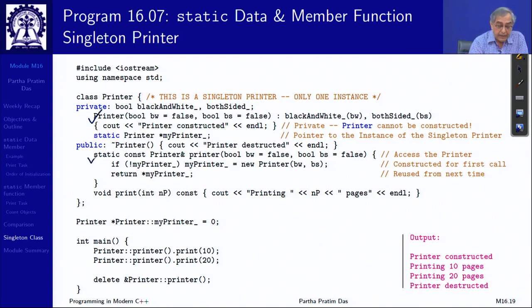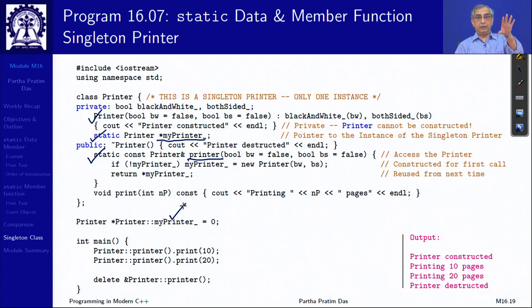So, I provide a static member function, say called printer, different from the class name, has to be because it is not a constructor, which simply will find out whether I have an instance. So, how do I know if I have an instance? For that, I provide in the private section a static pointer and initialize that pointer to null.